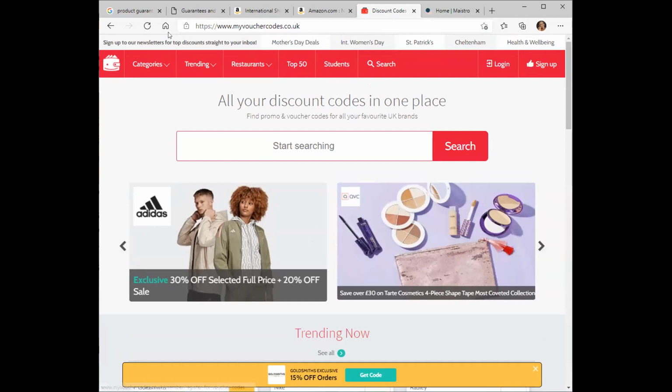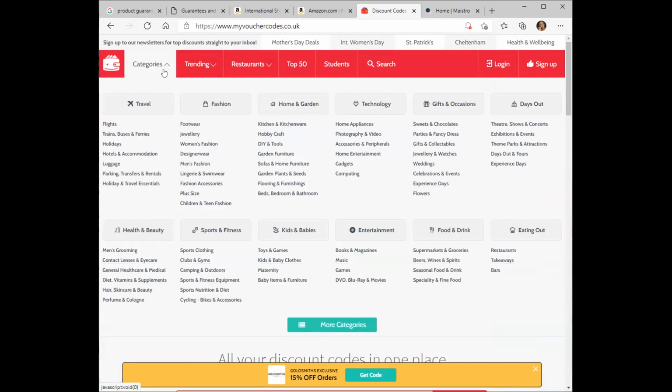At the same time, you can go through the different tabs that have been provided to look at the various categories of items you can get a discount code for. And you can see that the categories are limitless. Please, can we see that? They offer categories to get discounts from everything related to travel, fashion, home and garden, tech, gifts and occasion, days out, health and beauty, sports and fitness, kids and babies, entertainment, food and drink, eating out. You can get discount codes for each of these.